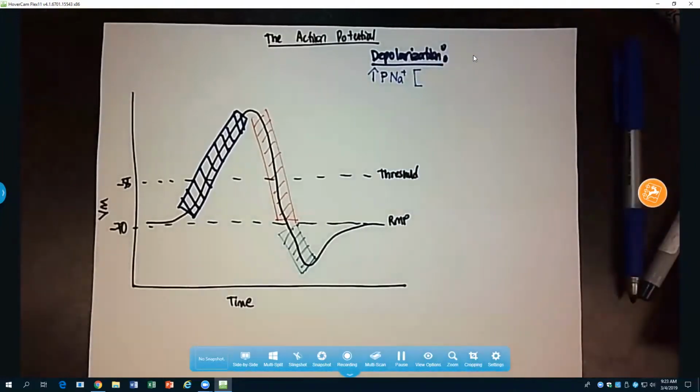Now we know these channels have 2 gates on them. So which of these gates are open and which are closed? Which of these gates are open and which are closed here? Or are they both open or both closed? So what is the state of the gates, both the activation and the inactivation gate on the voltage-gated sodium channel, after we have depolarized to threshold? Come on, we talked about this.